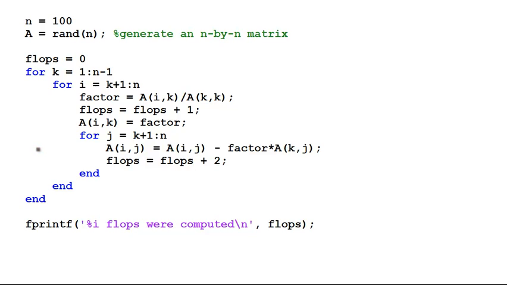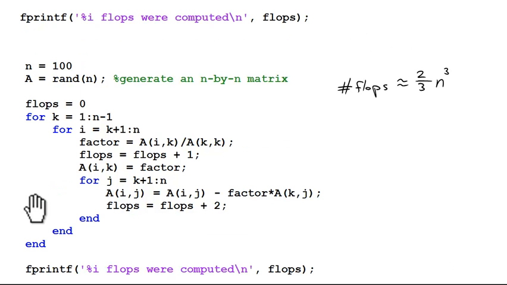A more sophisticated analysis of these looping structures will show that the number of floating point operations will be about equal to 2/3 times the size of the matrix to the third power. And that's true for a very large n, and as we'll see here in a second, that becomes a really nice approximation when n is large.